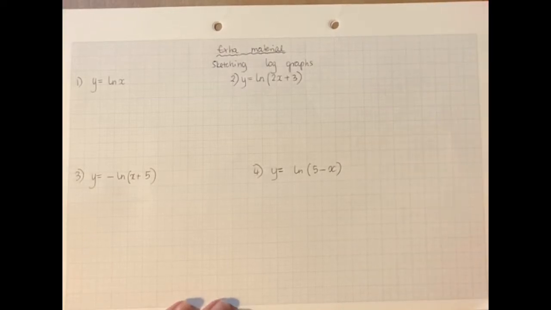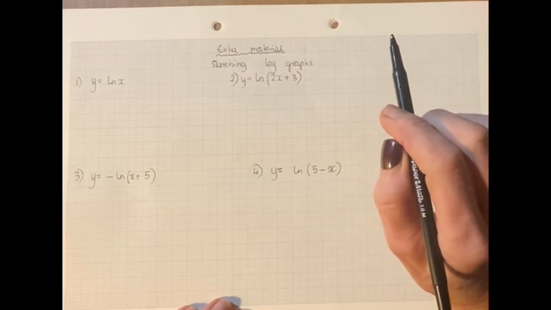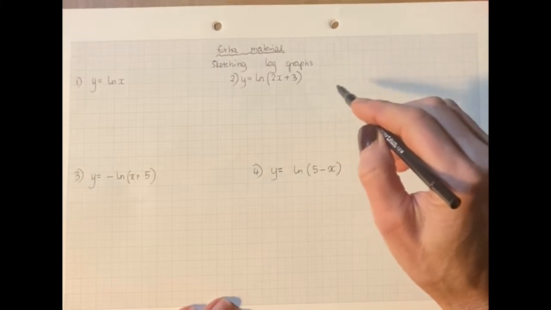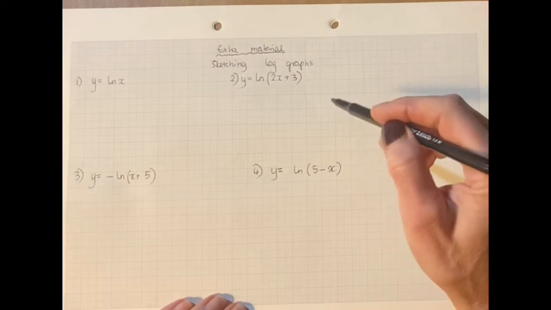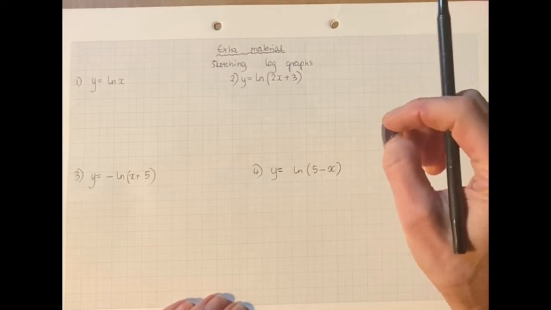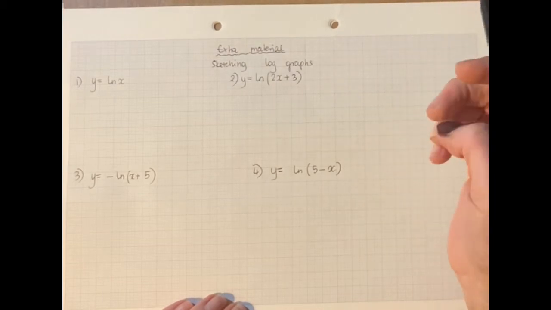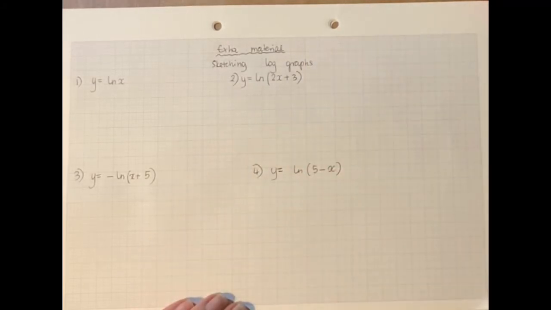So here's an extra examples on sketching logarithmic graphs, so natural log, as well as we'll look at some reciprocal graphs and the exponential graphs, because these are the ones that cause problems when you are asked about the domain and range questions. So it's a good idea to know what the main key features of the graphs are, and how to answer the domain and range questions.